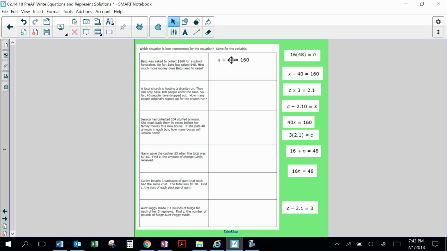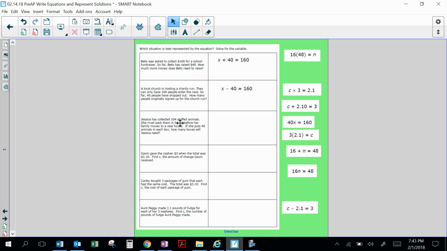So it goes here. The local church is hosting a charity run. They can only have 160 people enter the race. So far, 50 people have dropped out of the race. How many people originally signed up for the church run? So they have all these people who signed up. Then people dropped out. Dropped out means it is this one. You start with this many people, you dropped out 40 of them, now they're only 160.